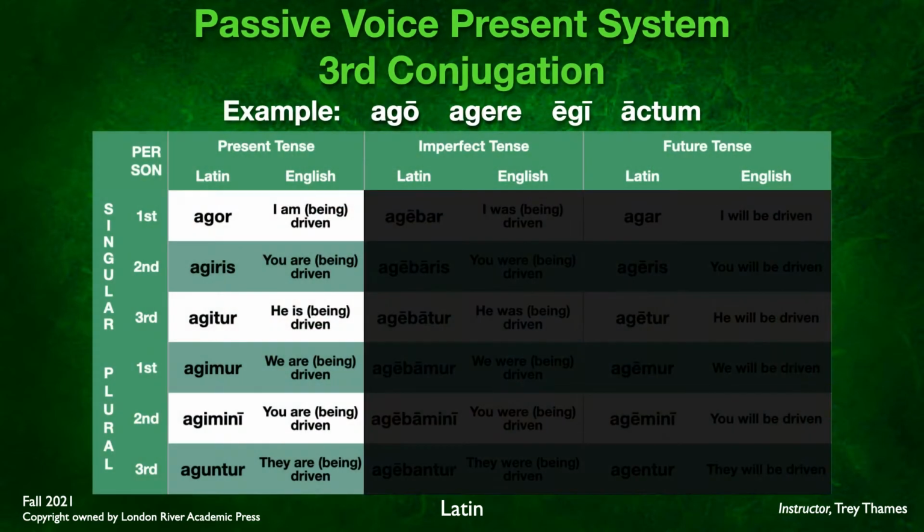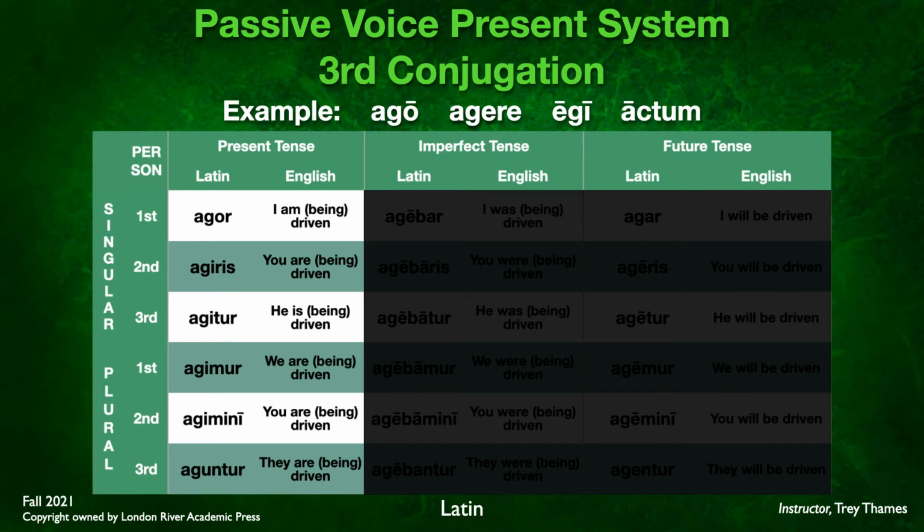Okay, so let's look at ago, agere, egi, actum. This is our paradigm verb for third conjugation. So if we're going to take our endings for present tense, passive voice that we've already learned, -r, -ris, -tur, -mur, -mini, -ntur. Now, the first thing you're going to do is for first person singular, you're just going to take the first principal part, ago, and just bring it right down to the first person singular and put the R ending on there, giving you agor. Now, standard policy has always been we're going to take the second principal part, drop the -re infinitive ending off, leaving you your stem AGE.